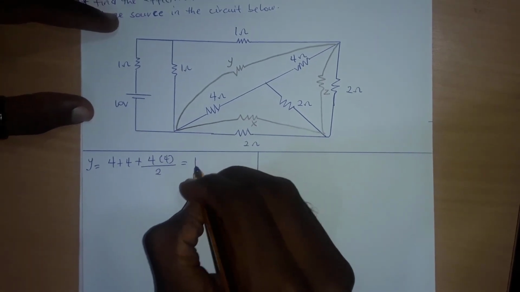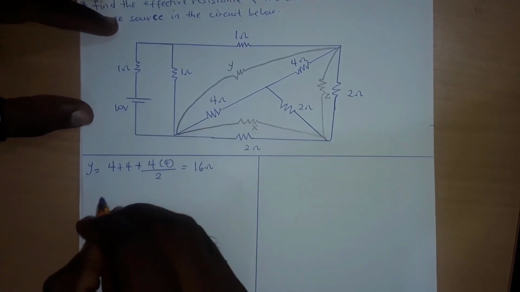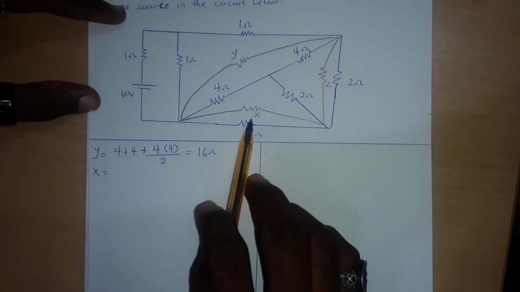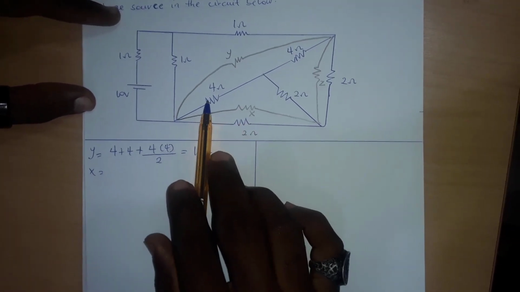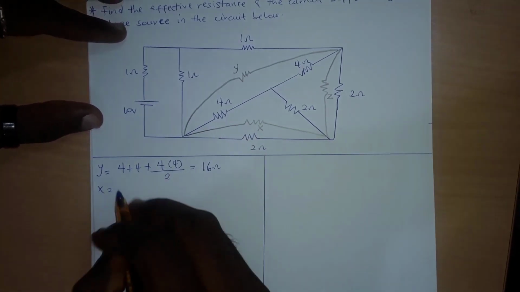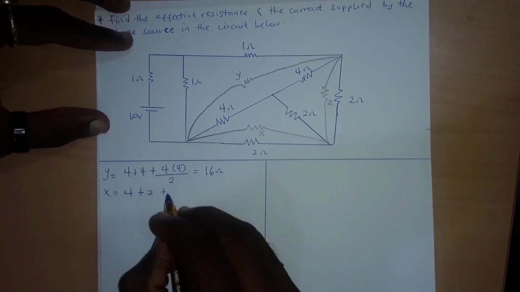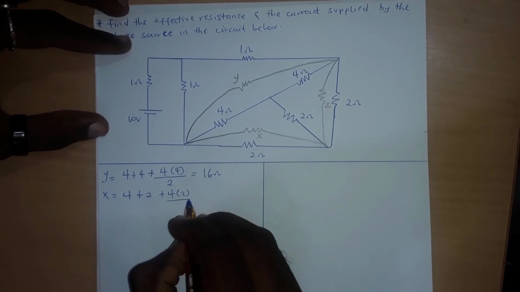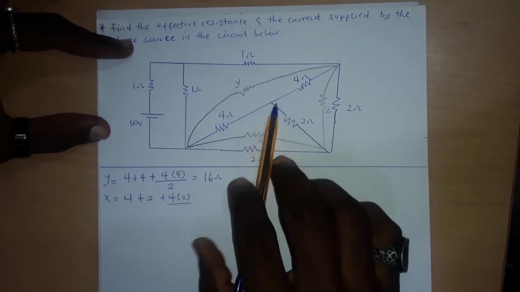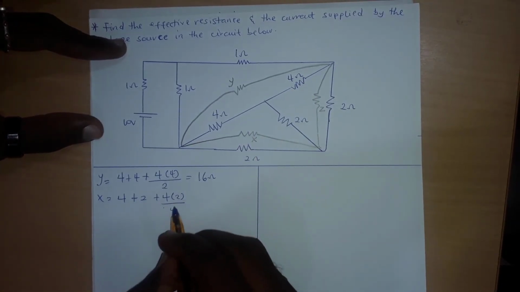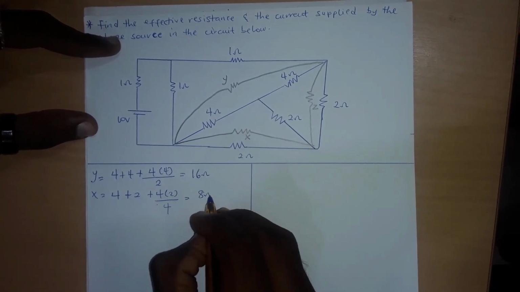So this should give us 16 ohm. We can also find X. This is X. X is facing 4 ohm and 2 ohm. So we will add them, that is 4 plus 2. Then we will multiply them, 4 times 2, all divided by the resistor we did not use, in this case this 4. So we should have 8.